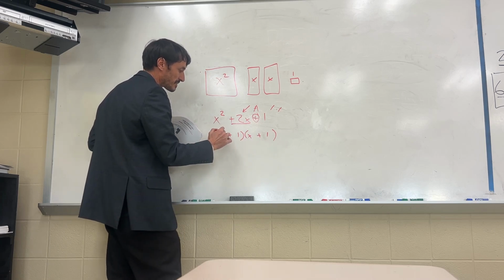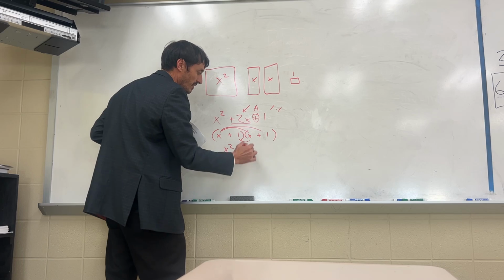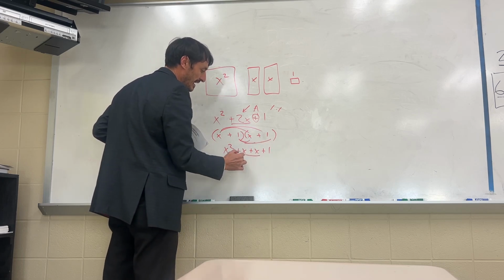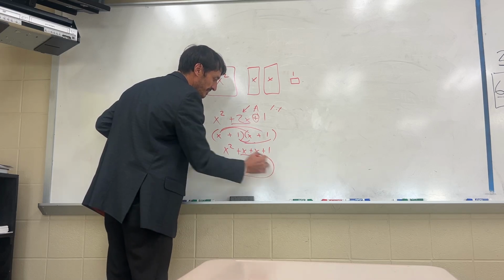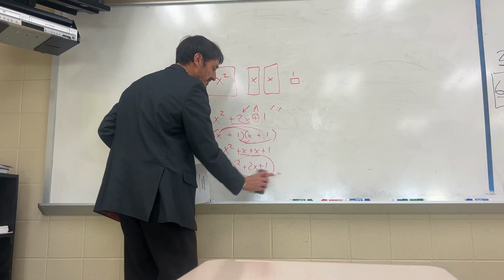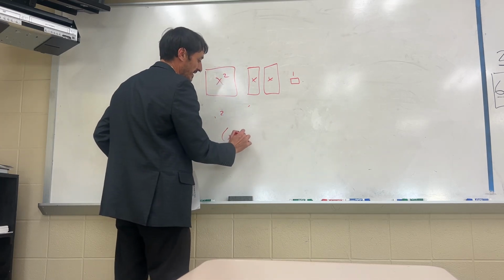And now let's put this back together. x times x is x squared. x times 1 is x. 1 times x is x. And 1 times 1 is 1. We add the 2 x's together. We get x squared plus what? 2x plus 1. And this is our answer. Okay? All right, no, the answer was the factor form, my bad, x plus 1 times x plus 1.